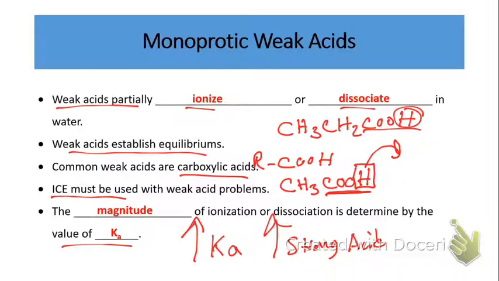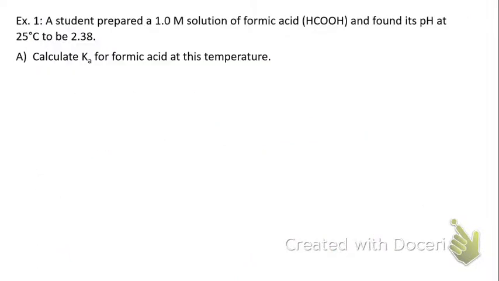Now, how do you also know if you have a weak acid? Well, you know the 7 strong acids. And if it's not one of the 7 strong acids, then it must automatically be a weak acid. All right, so let's go ahead and start solving some problems using weak acids and using the idea of the ICE box to help us out with these.